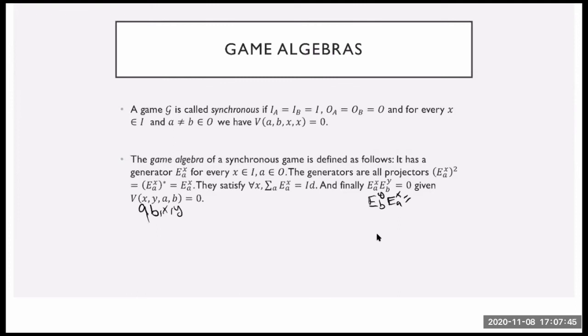Okay, sorry. But maybe we should start with the end. The end is that if you have a game, a synchronous game, you have an algebra. This is the point. But the point is that you have an algebra, and the reason you defined it is because if you have a good representation of it, then you have a strategy. Great, this is the point.